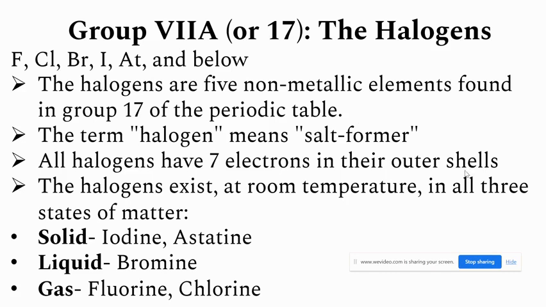So halogen means salt former. And anytime you have these, they're going to react with stuff. They're usually never found on their own. Solid forms are iodine and astatine. Bromine is a liquid. It's one of two liquids on the periodic table. There's only two liquids on the periodic table.